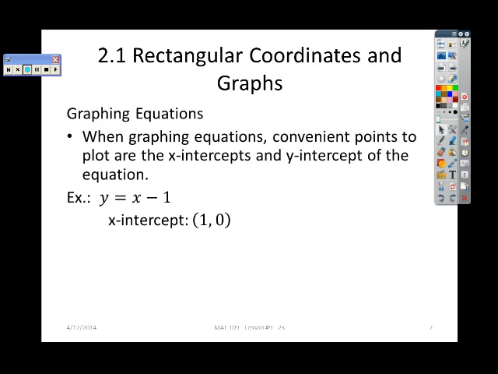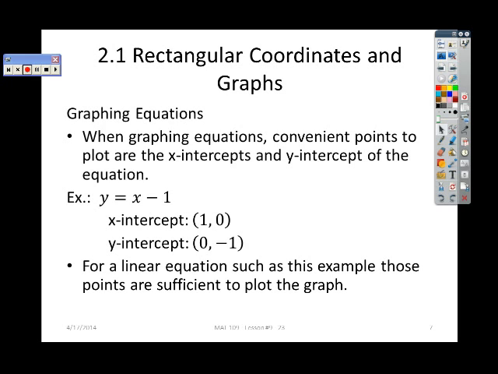And this one, as we said, the x-intercept is going to be where y equals 0. When I put y equals 0 here, I get x equals 1. So that's the x-intercept. The y-intercept is where x equals 0. If I put x equals 0 there, I get y equals minus 1. That's the y-intercept. 2 very easy points to get. Any other points, you have to plug numbers in.